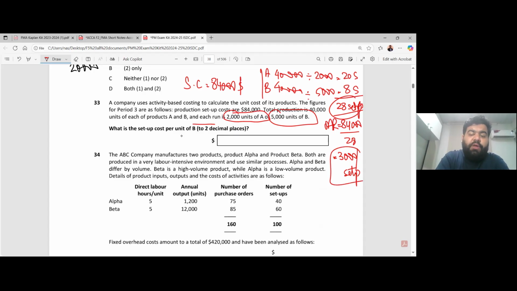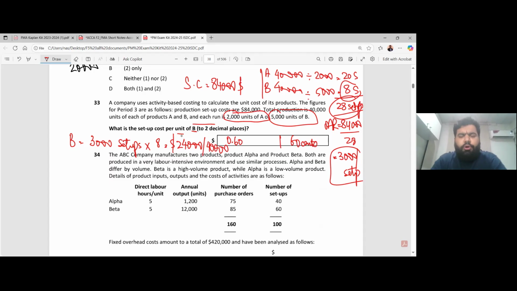Now we have to calculate for B. So for B, what we'll do first, 3,000 per setup. And how many setups were we having? Think about it. See the number of setups of B. 8 setups. So multiply by 8, the total cost that has been absorbed for B is 24,000. It's the total overheads. But we need per unit, just divide by its units. Its units are 40,000. So the answer will be $0.60, or in cents, it's 60 cents.